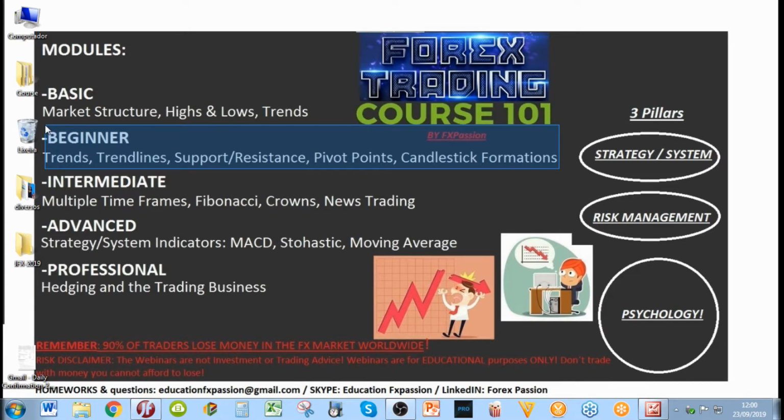And we are learning about trend line, support, resistance, pivot points, candlestick formations. We are now learning about basic stuff, market structure, highs and lows and trends.